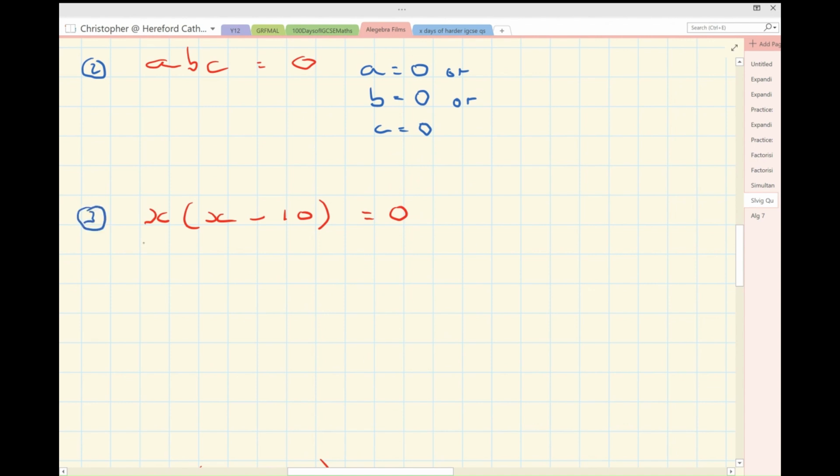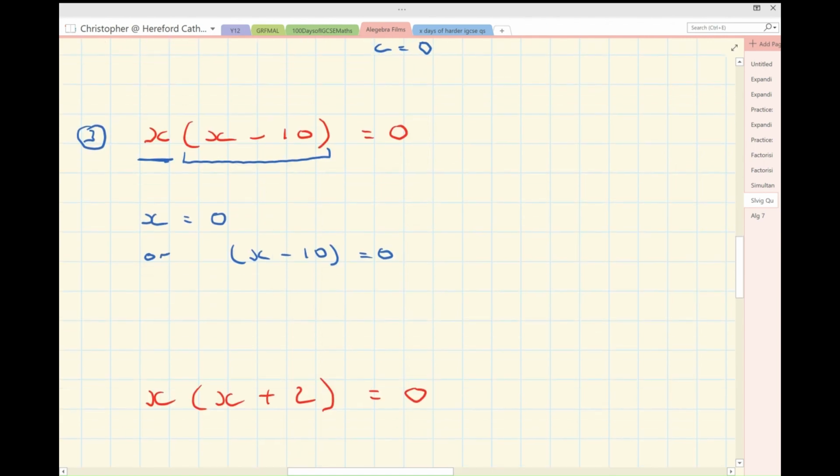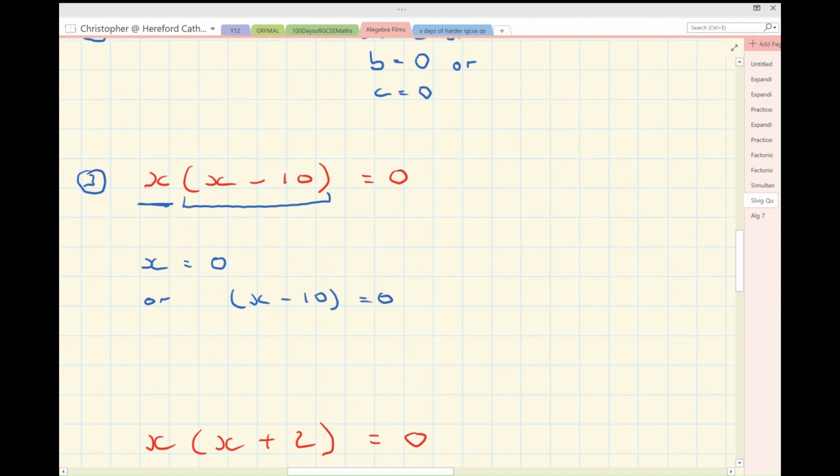Right, here we've got one number, x, multiplied by another number, x minus 10, and their product is 0. So in order for the product of these two numbers to be 0, either the first number must be 0, or the second number, which is x minus 10, must be 0. Now, what value of x will make x minus 10 equal 0? The answer is that if x is 10, then 10 minus 10 is 0. So in this case, you've got two answers to this equation.